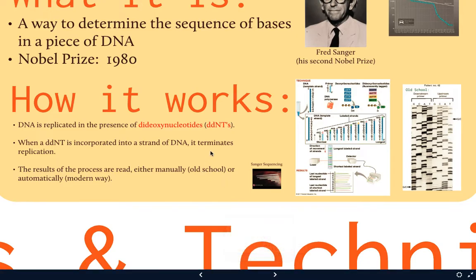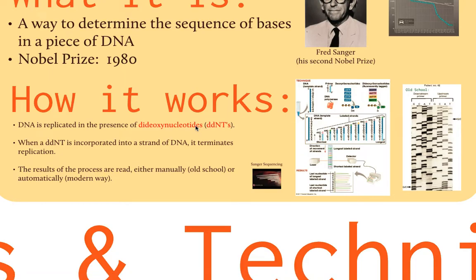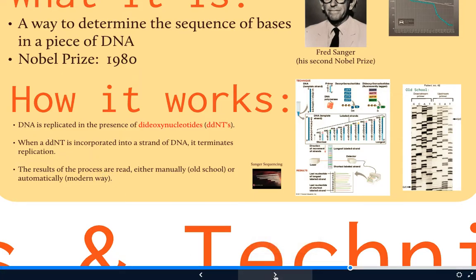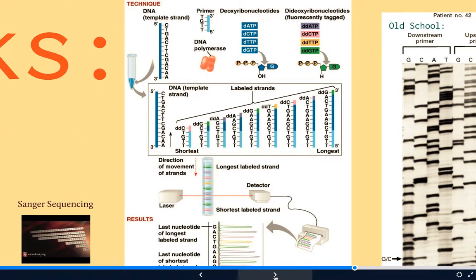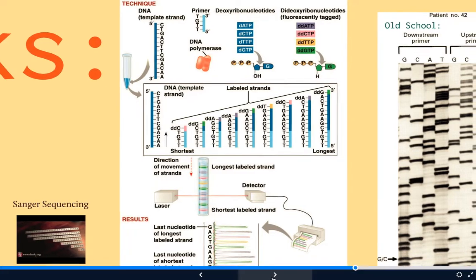It's replicated in the presence of what we call dideoxynucleotides. These are nucleotides that have a small piece removed. When it's incorporated, it terminates replication because there's nothing else that can bond to it. I'll show you how it works in just a moment with a quick video. Basically, anytime this dideoxynucleotide is added, it will stop the replication at a certain point, and then we can work backwards to see what the actual sequence of the DNA is.